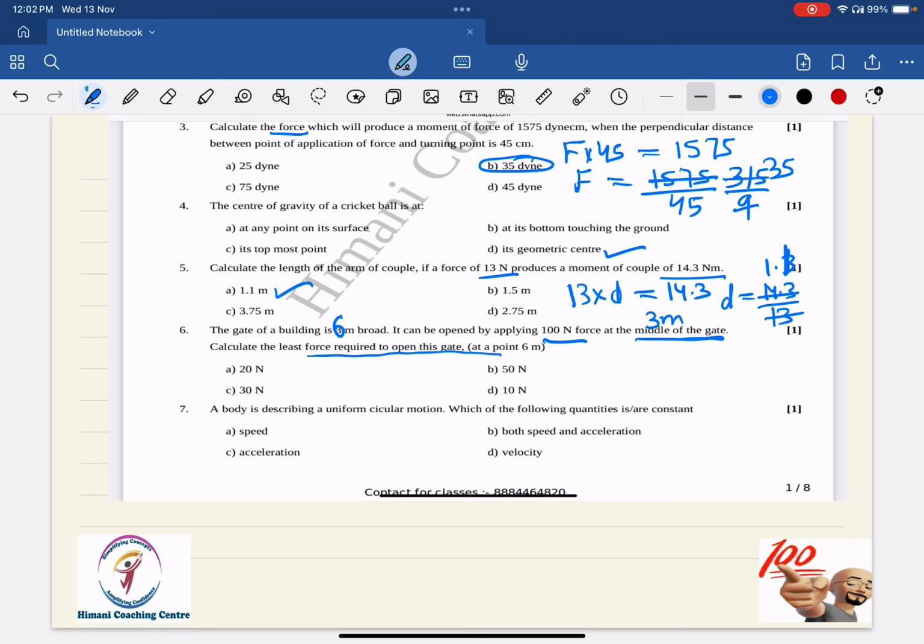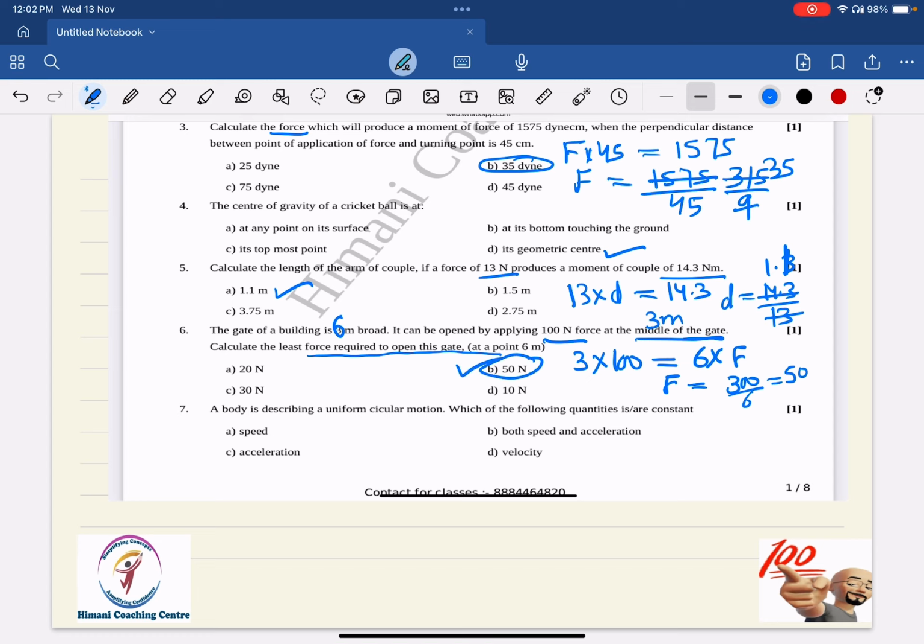Now let us figure out the moment of force when the length is 3 meter. So 3 into 100, which is the moment of force, should be equal to 6 into F, which we need. So if I solve, this would be 300 divided by 6, which is 50 Newton. Do we have that answer?